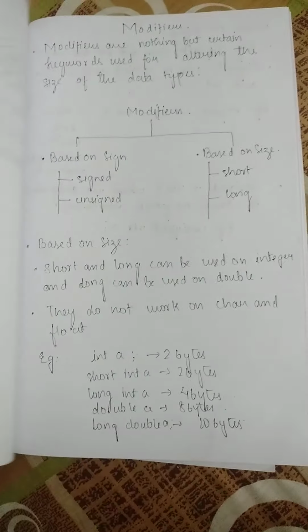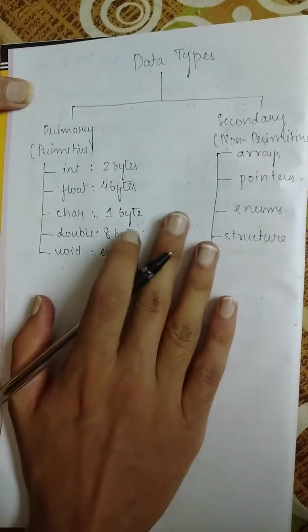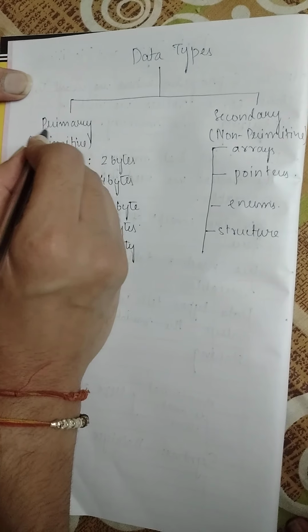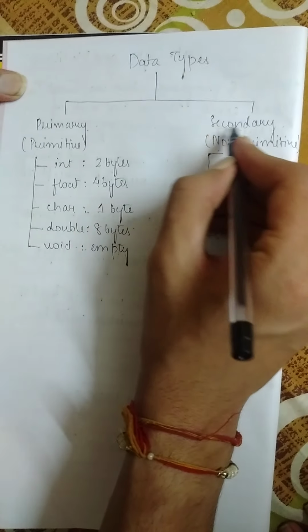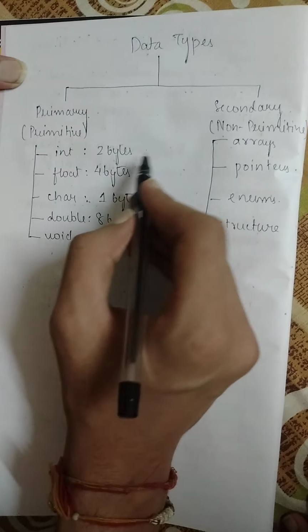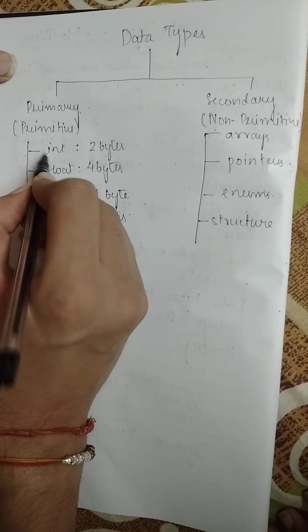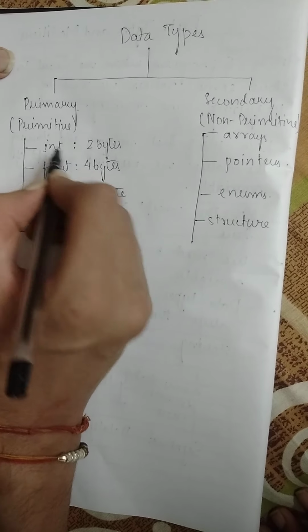So let me go to the next chapter. The data types are basically classified into two categories. The first one is the primary data type, and the second one is the secondary data type. Today we'll be discussing the primary data types. In the primary data types, we have 5 data types. The first one is integer. These are the keywords which are used for writing the data types.